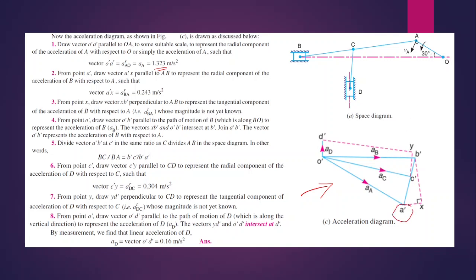Then we can fix A dash. But after that, there must be two components for the acceleration of different links: one radial component, the other a tangential component. Here, the acceleration of B with respect to A has two components. One radial component, which is parallel to link AB, and the other a tangential component, which is perpendicular to link AB. That radial component we have already found out, and it is equal to 0.243 meter per second square, and it must be parallel to link AB.